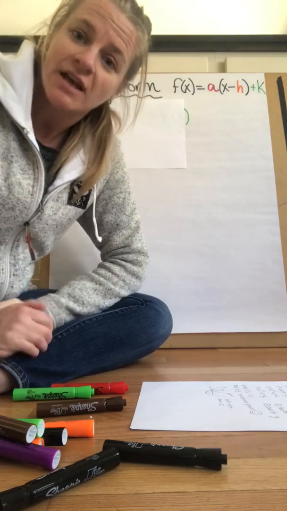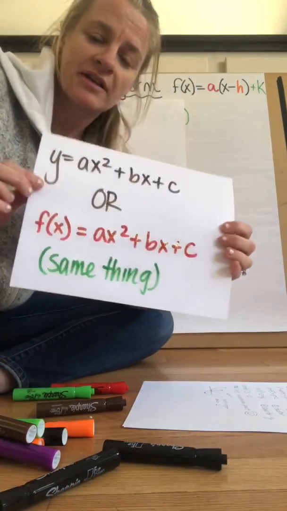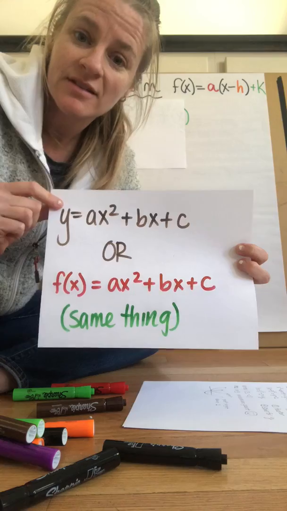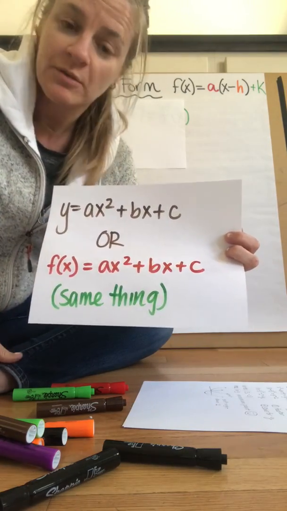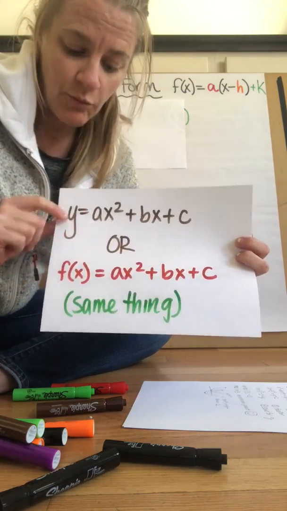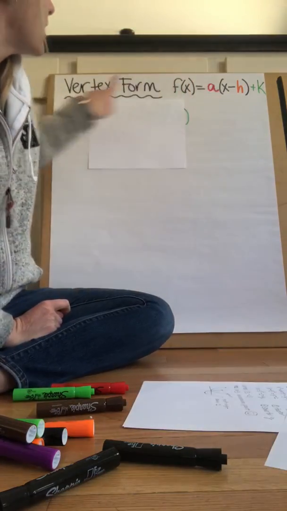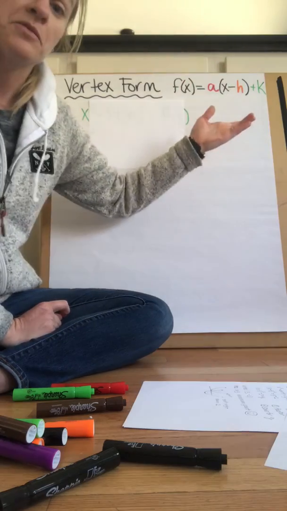We are gonna talk about vertex form of a quadratic today. It is just another equation. Remember that we'd been looking at y equals ax squared plus bx plus c, or f of x equals ax squared plus bx plus c. Those guys are the same exact things, just y and f of x are different, okay? Today, with this vertex form, we're going to get f of x, or y equals.